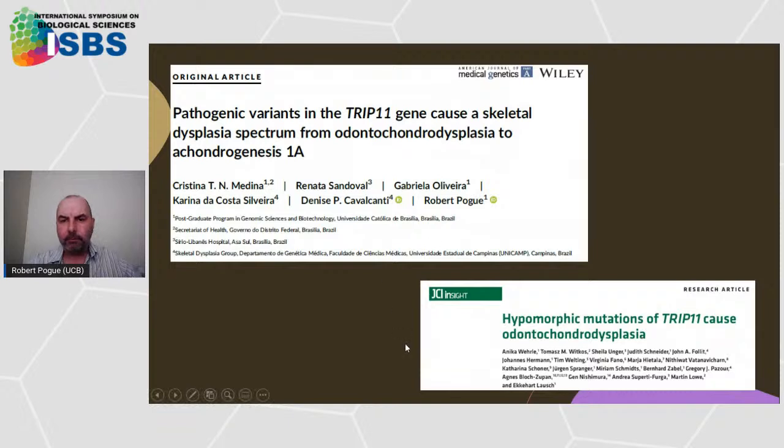As I said, as we were preparing our manuscript, a group in Europe published the TRPS11 gene as the cause of odontochondral dysplasia, but shortly afterwards we also published our paper, which is cited here.